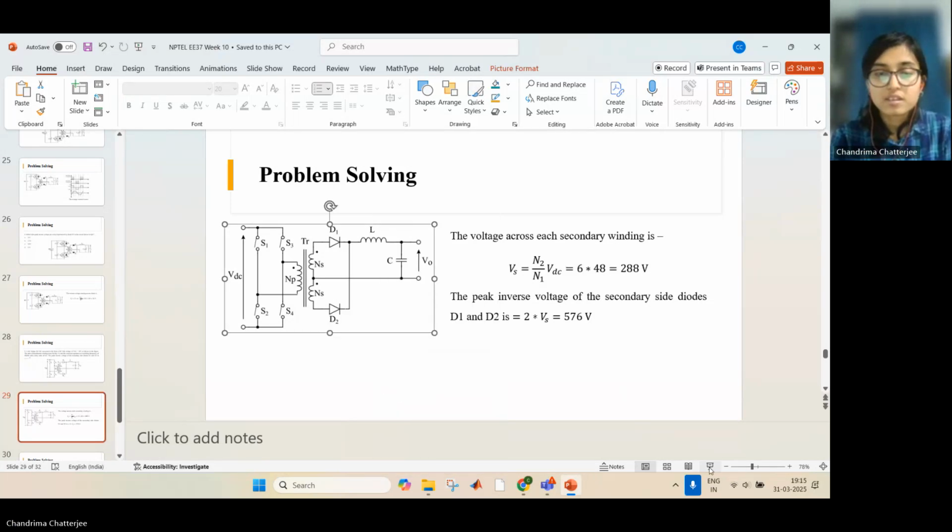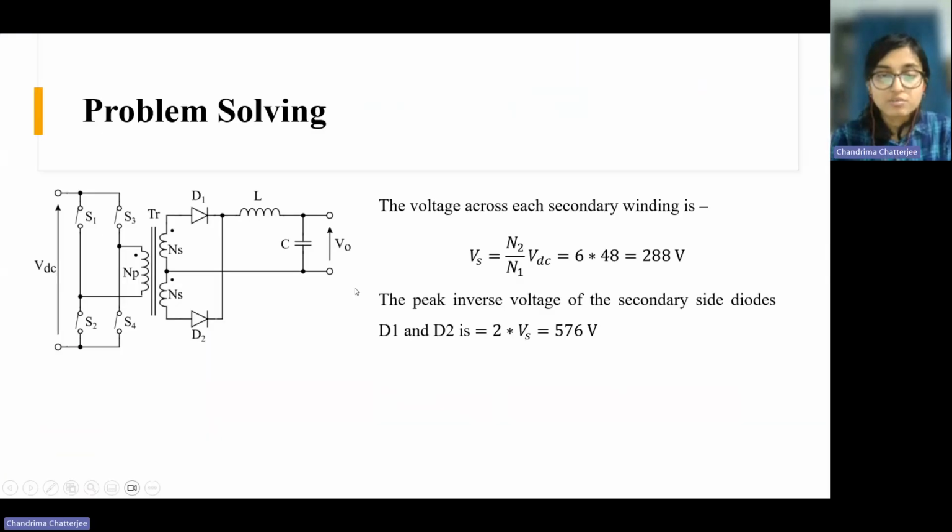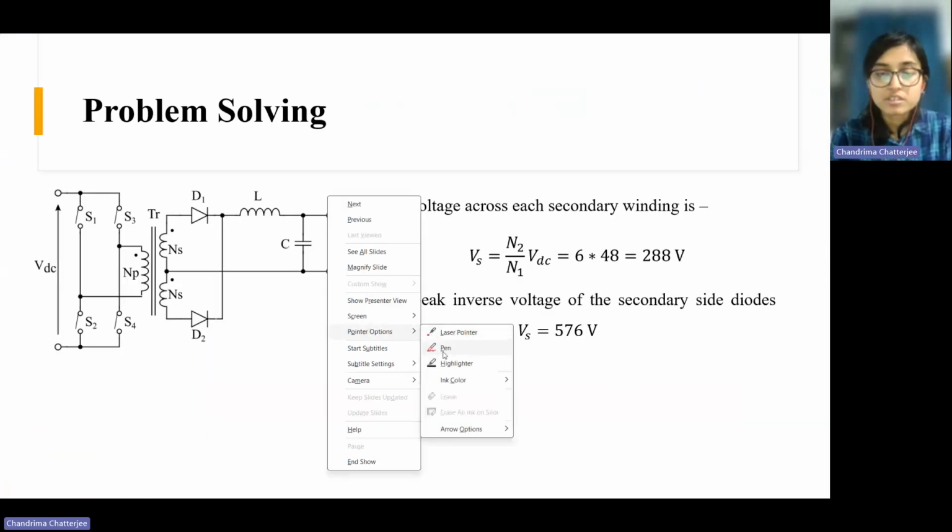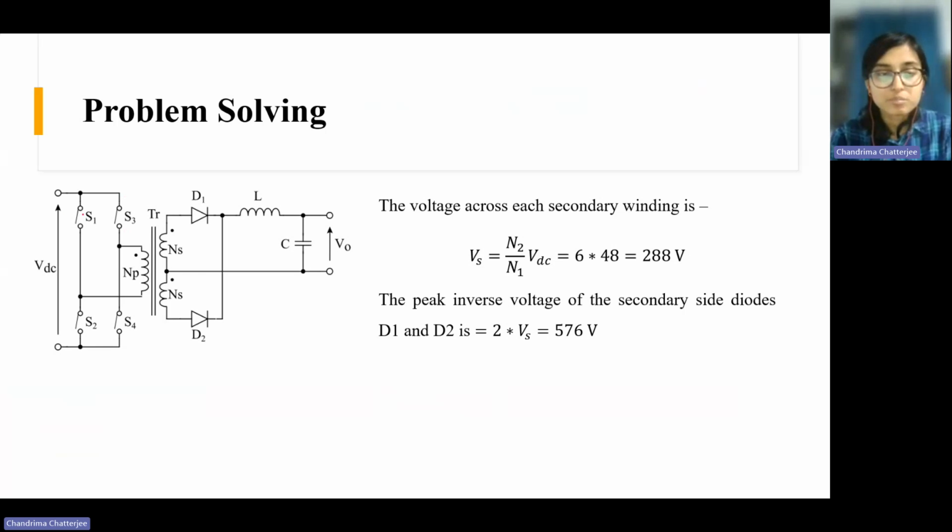So for a full bridge converter, if we discuss, first suppose S1 and S4, these two switches are on, right? Then the current will flow like this. So the polarity will be like this, VDC, right? So here also the polarity will be like this. The polarity will be something like this.